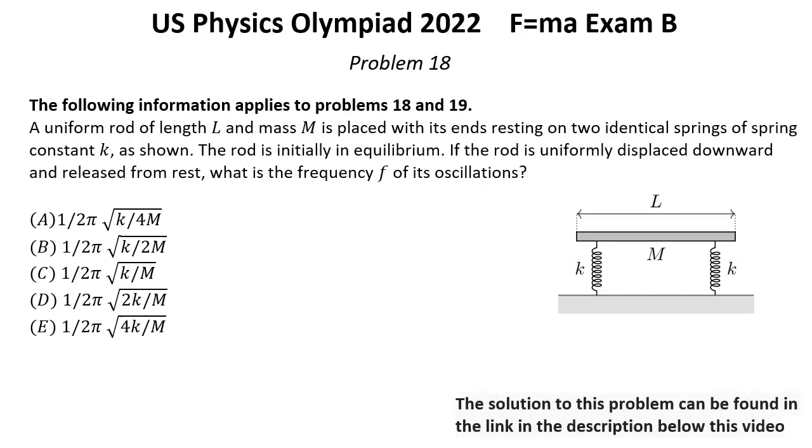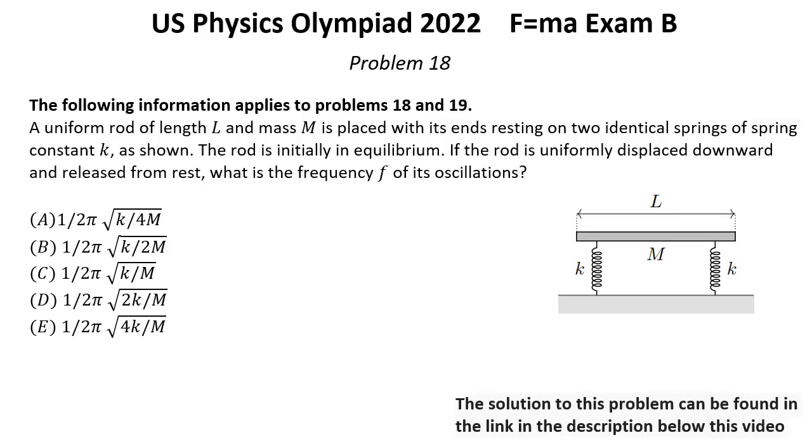The following information applies to problems 18 and 19. Problem number 18. A uniform rod of length L and mass m is placed with its ends resting on two identical springs of spring constant K as shown. The rod is initially in equilibrium. If the rod is uniformly displaced downward and released from rest, what is the frequency f of its oscillation?